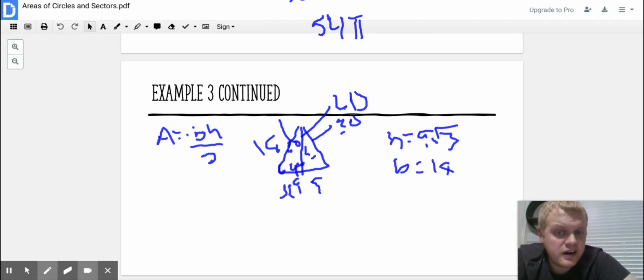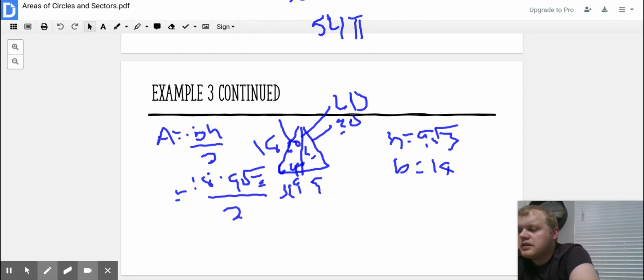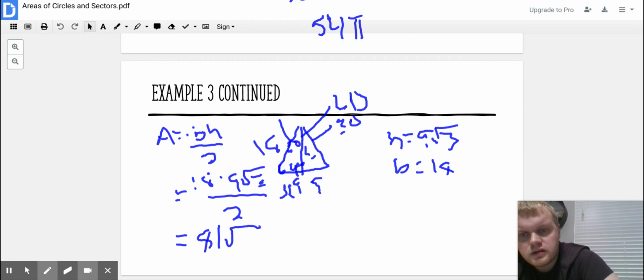We have our base, we have our height. Plug it into our formula here. So it's going to end up being 18 times 9 radical 3 all over 2. All right, and when I reduce this, that's going to be 81 radical 3. So again, remember, from that previous problem, we can see it right there, the area of the entire sector was 54 pi. The area of the triangle is 81 radical 3.